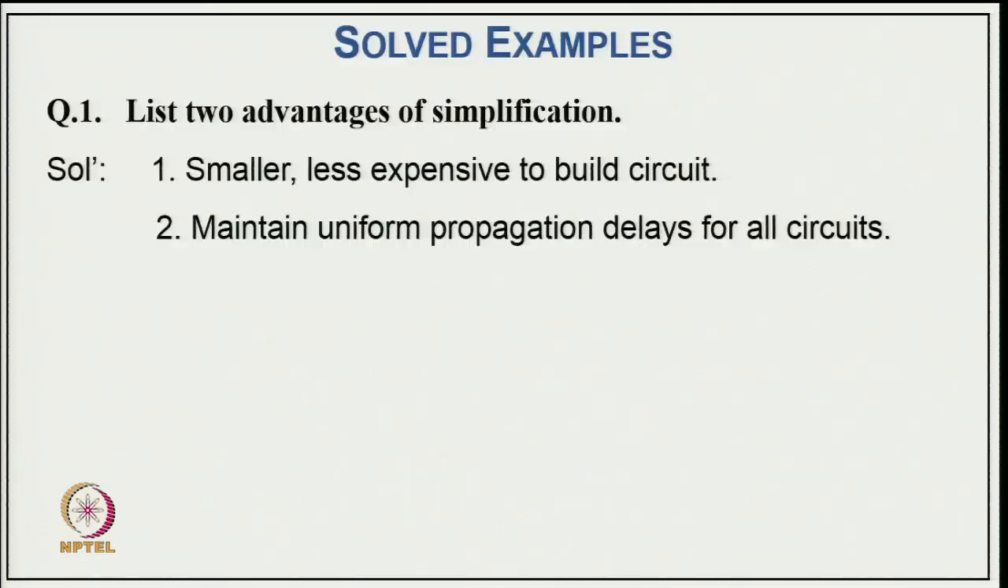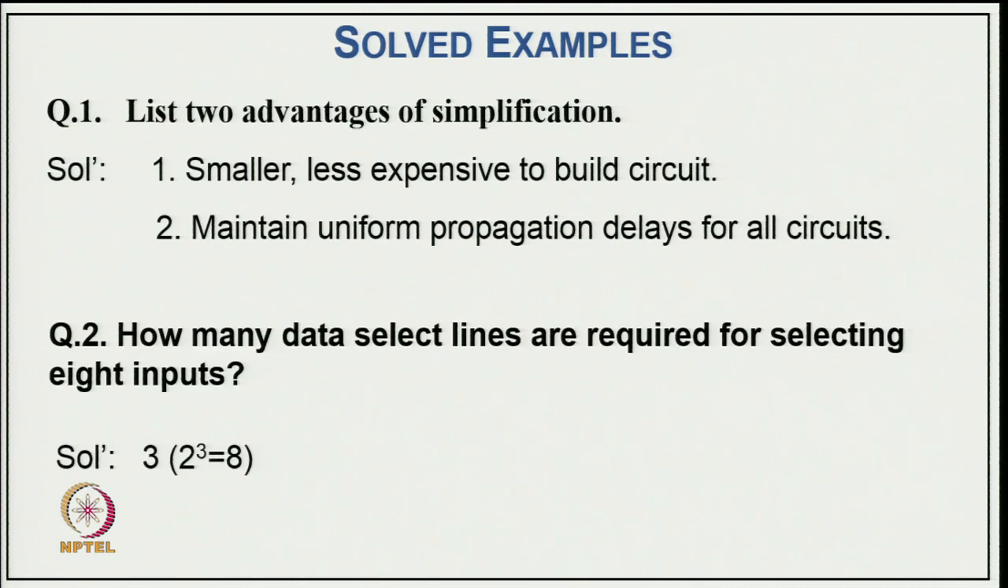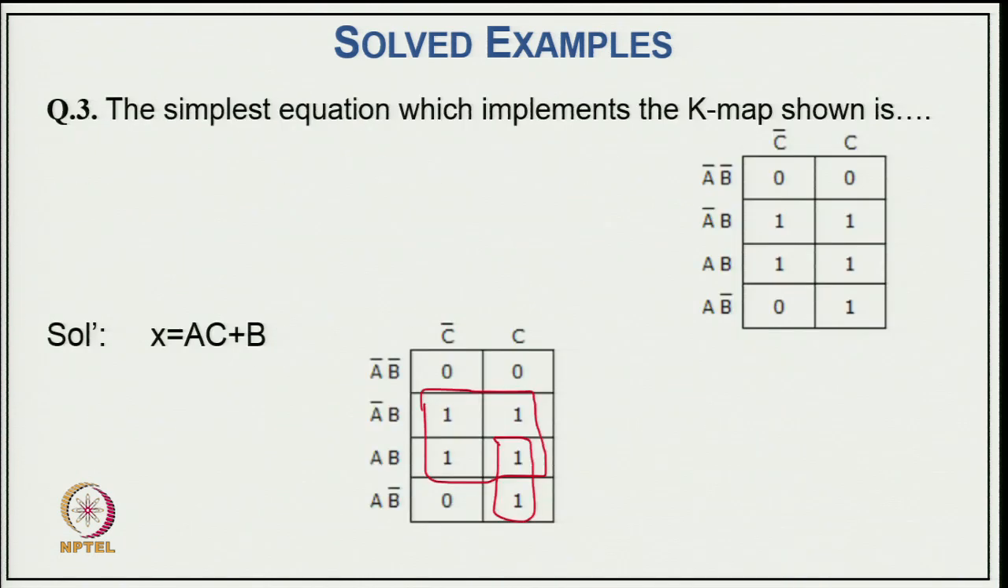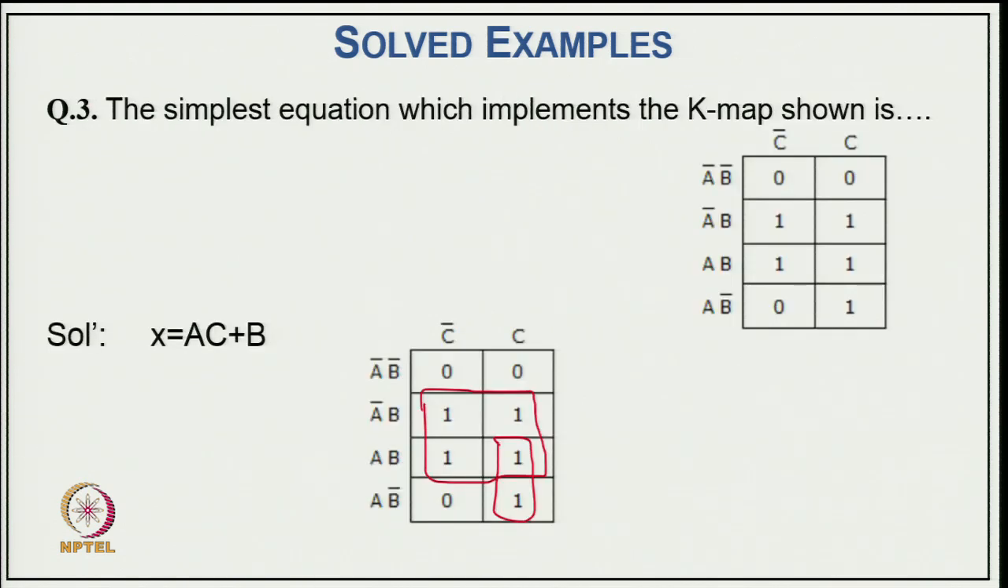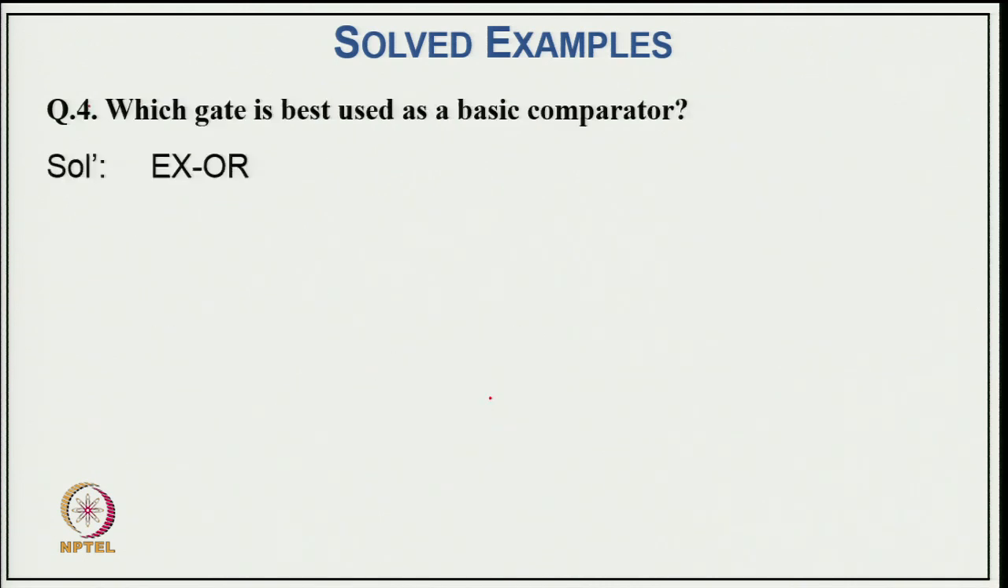Now, we have some theoretical problems. List the 2 advantages of simplification. The solution is smaller, less expensive to build the circuit, and maintains uniform propagation delay for all logic circuits. How many data select lines are required for selecting 8 channels? That is only 3. And the simplest equation which is present on the Karnaugh map: that is typically only taking 1. This is a combination of 4 and 2, that is x equal to a c, this represents the 2 combination, and b represents the combination of 4.